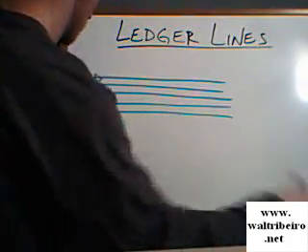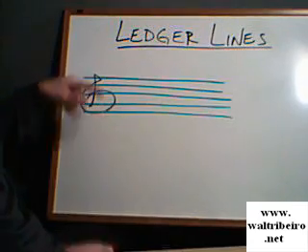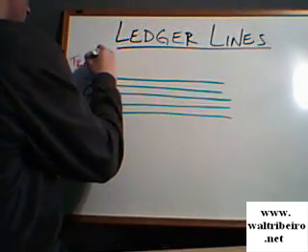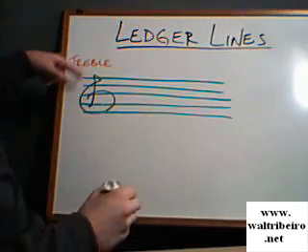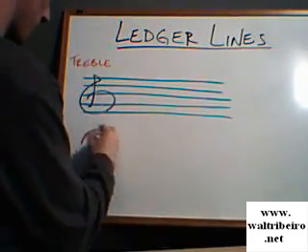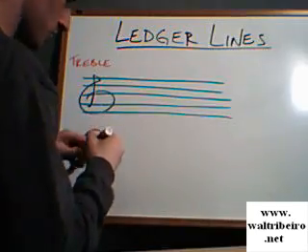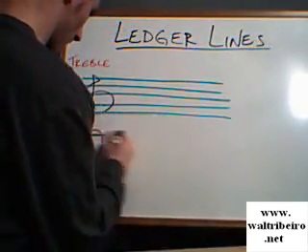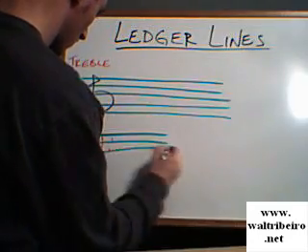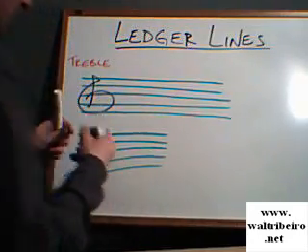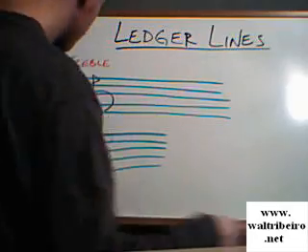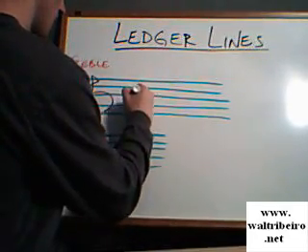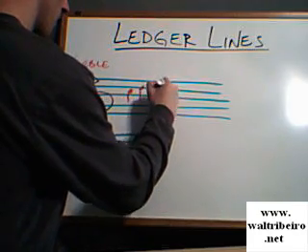Here I drew out a treble clef, which is spelled T-R-E-B-L-E, treble clef, and the other clef is the bass clef, which also has lines on it. Let me just draw out 5 lines. 1, 2, 3, 4, 5. There's your bass clef.